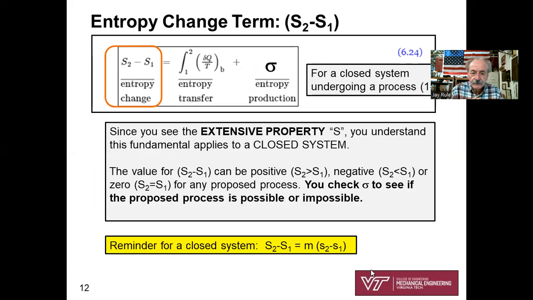Let's talk about some details of the entropy change term, capital S2 minus capital S1 for a closed system. Capital S is an extensive property. Looking ahead towards homework problems and the example problem, the extensive property, capital S2 minus capital S1, is equal to the mass of the closed system times little s2 minus little s1. Okay, so simple as that. So those are details about the entropy change term.